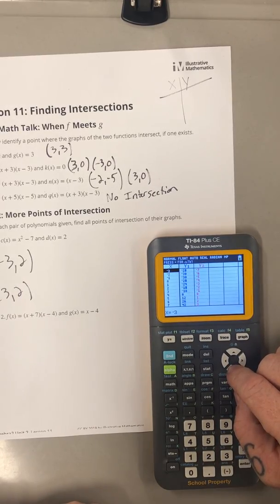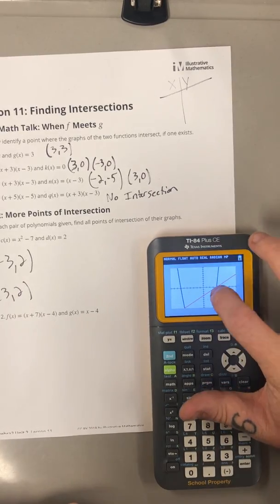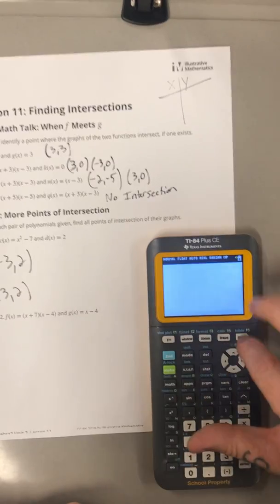So we know we have a positive and we have a negative. This one will be positive, this one will be negative. So we're gonna look on both sides.